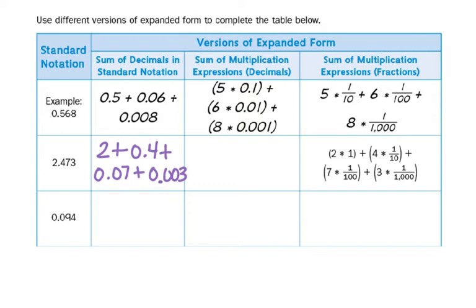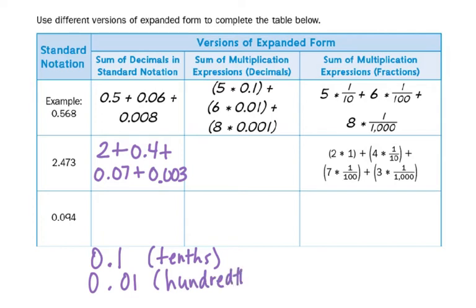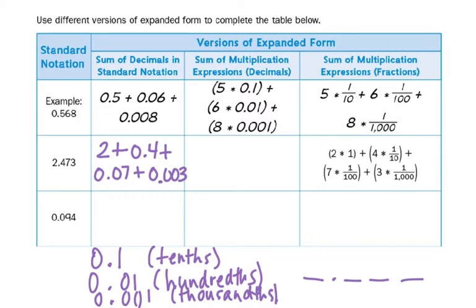Now in the next column, we're going to take it times whatever place value. So the very first place after the decimal is going to look like this. This is the tenths. The next one will look like this, which is the hundredths. And the third place value is going to look like this, which is the thousandths. So just keep that in mind as you are writing. So tenths, hundredths, thousandths.